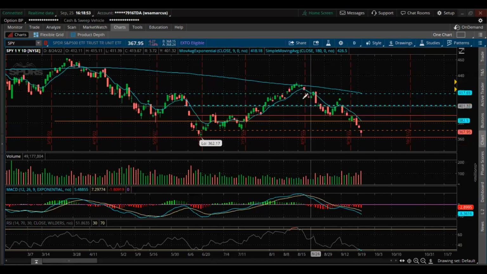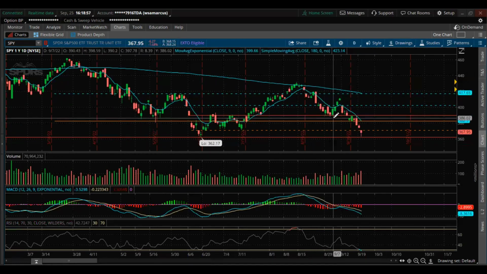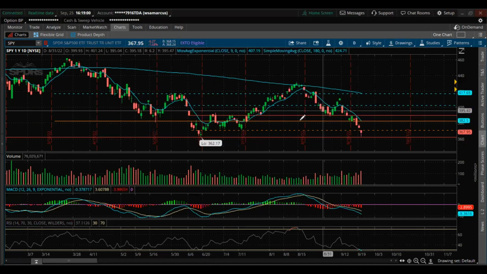But these are all good trades, and each candle over here is 1 day. So imagine holding this for multiple days, just capturing those nice moves to the downside.